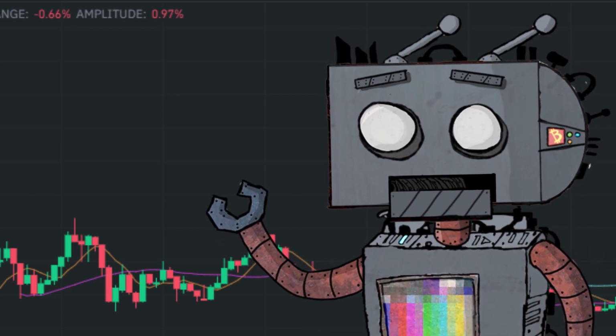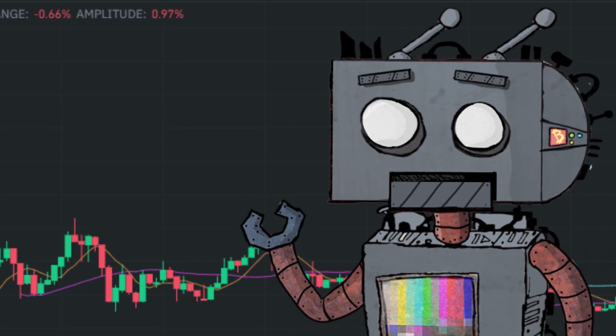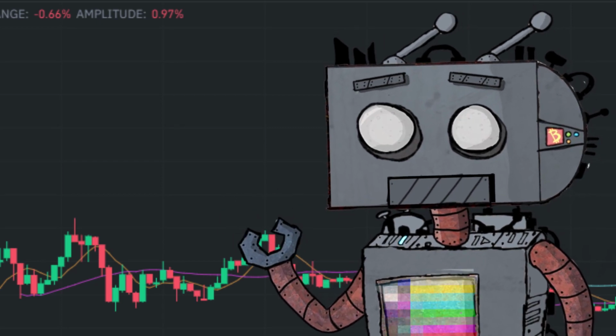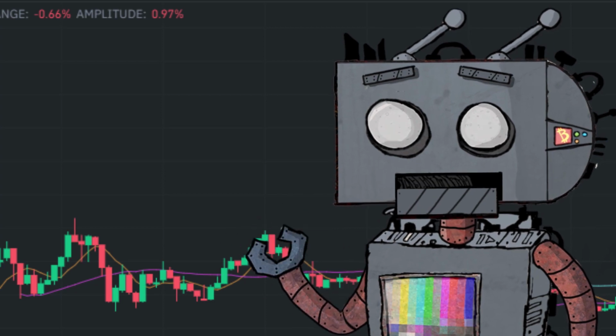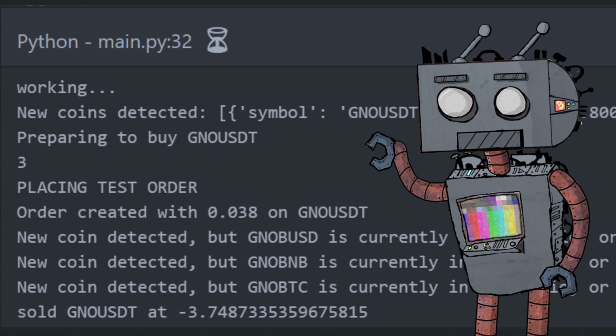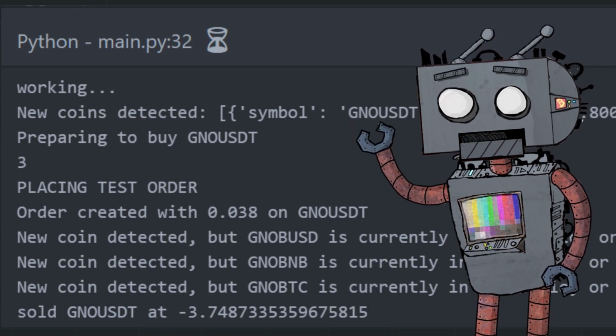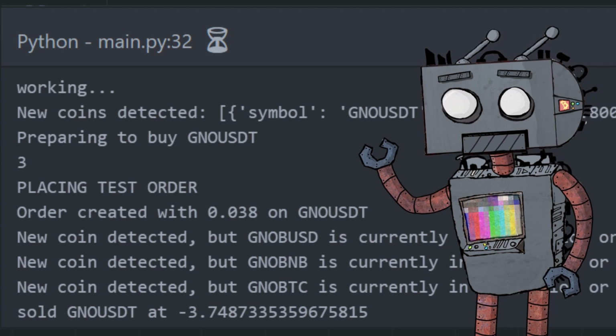So the code is now running at 0.2 seconds, speed of execution, and to my knowledge, all of the errors are fixed. And the day comes. This morning actually finally comes and it buys GNO. So this here is what the bot did in under a second of GNO being listed on Binance.